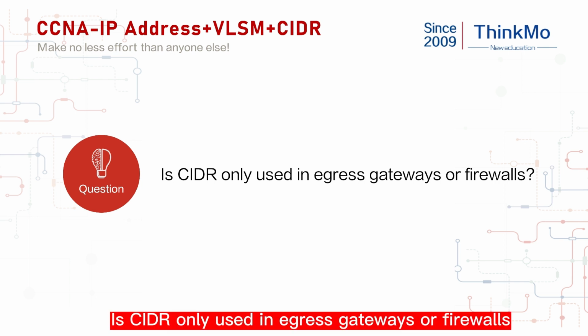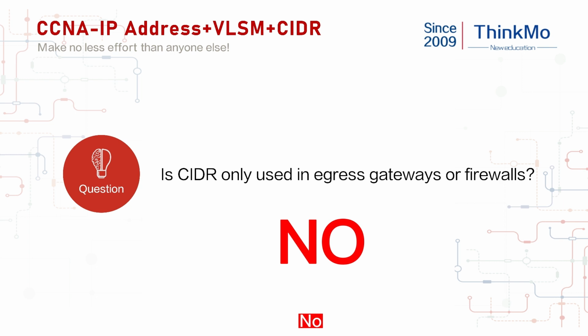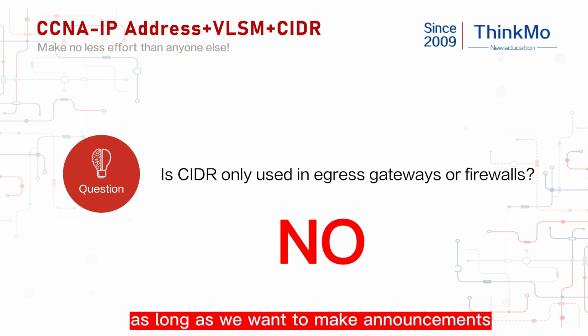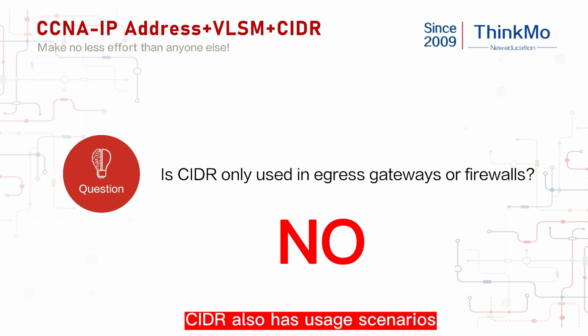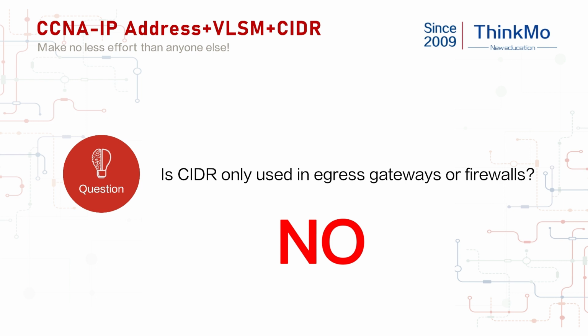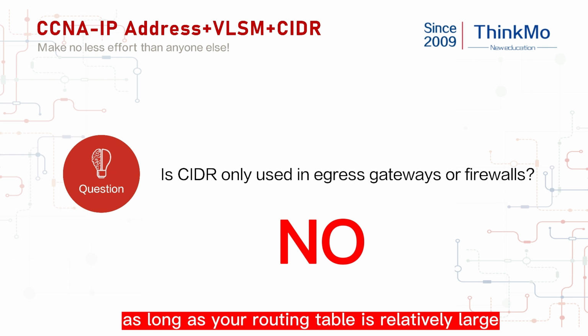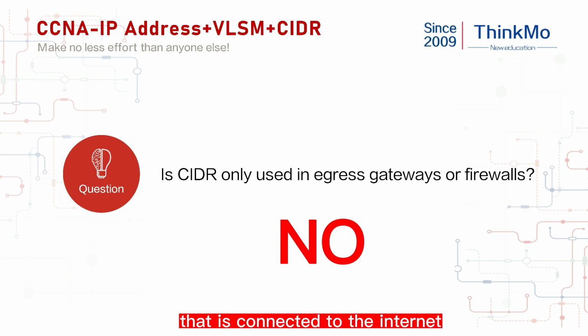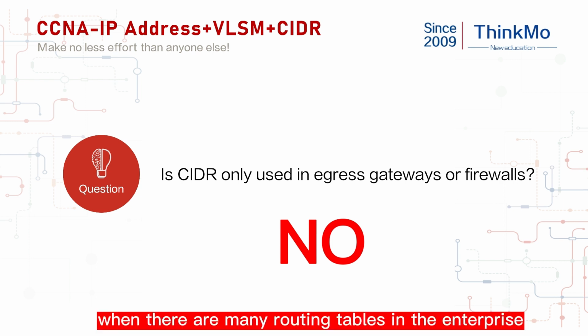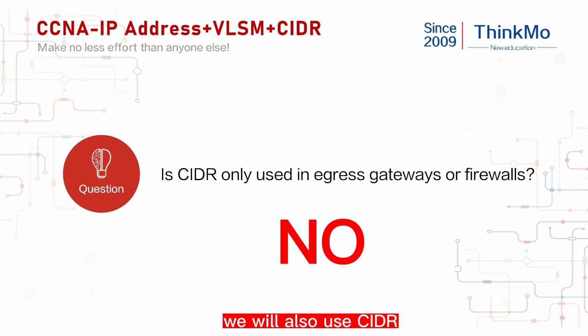Is CIDR only used in egress gateways or firewalls? No. Generally speaking, as long as we want to make announcements to the outside world, CIDR will be used. Inside a company, CIDR also has usage scenarios, but it doesn't have an area where it has to function. As long as your routing table is relatively large, CIDR can be used. The export connecting to the operator and the internet just gives you a scene, but it is not just on this device. When there are many routing tables in the enterprise, we will also use CIDR. It's just the best scene.